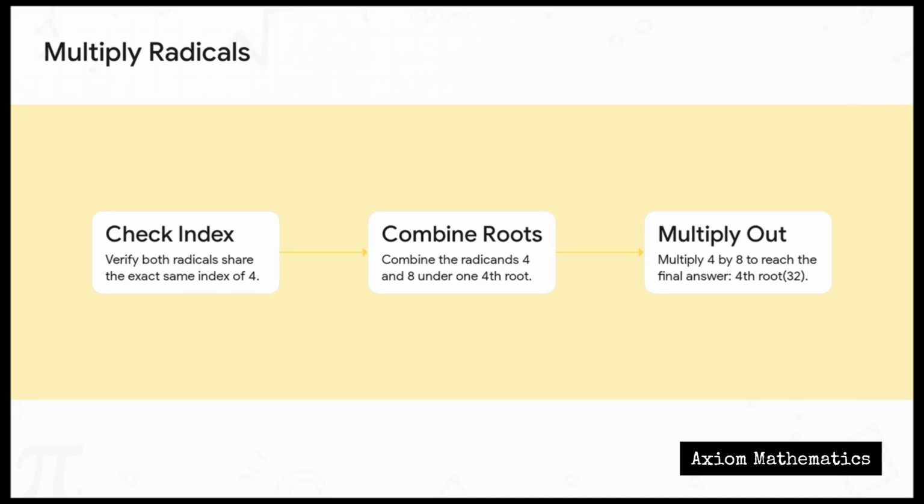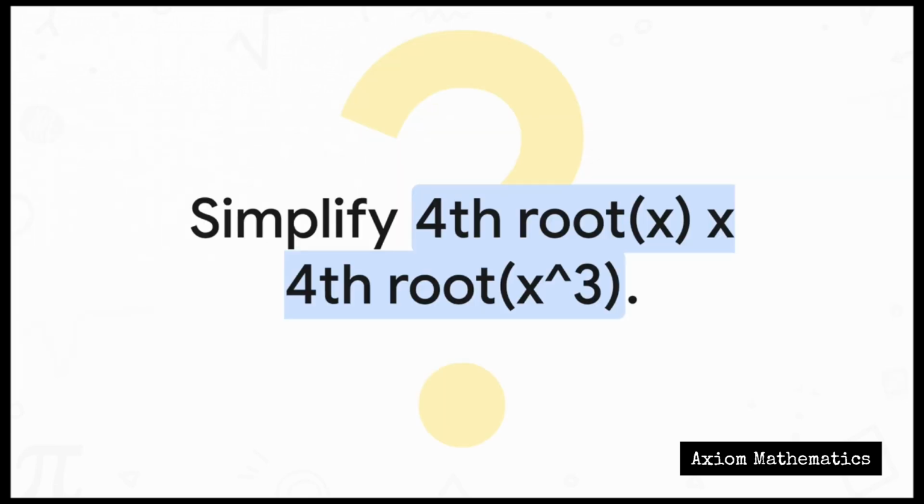Step 1, we just verify both radicals share that exact same index of 4, and they do. Step 2, we combine the radicands, the 4 and the 8, under one massive fourth root. Step 3, we multiply them out. 4 times 8 is 32, so our final perfectly simplified answer is just the fourth root of 32. Let's move on and see how this builds.